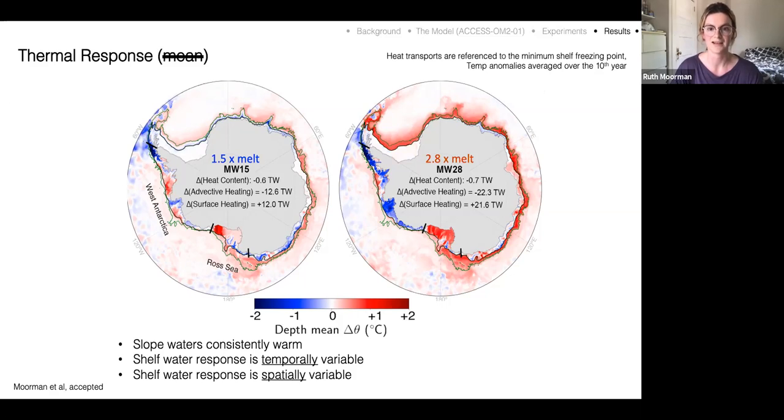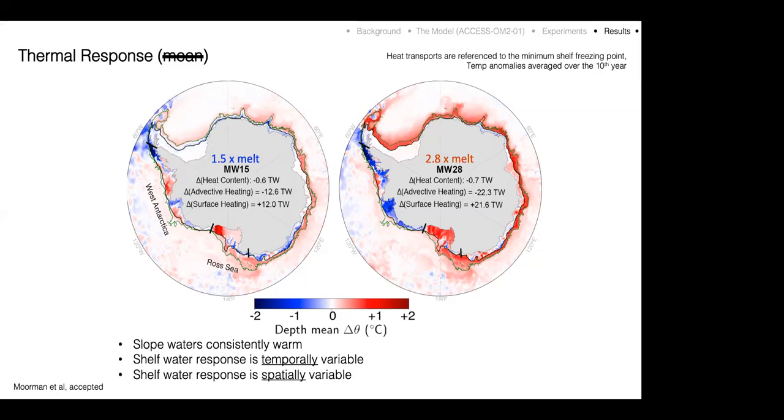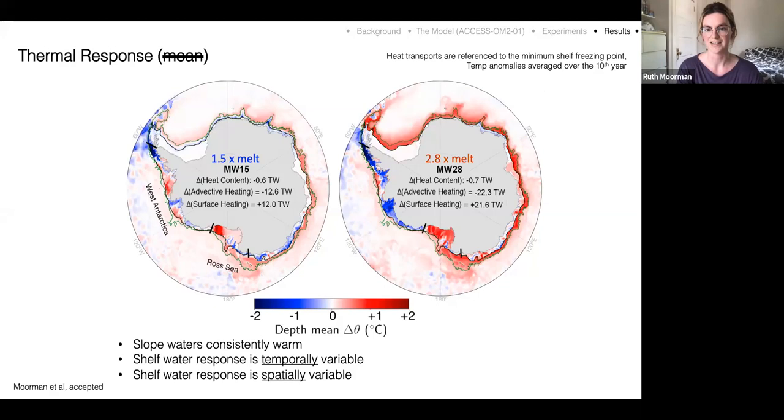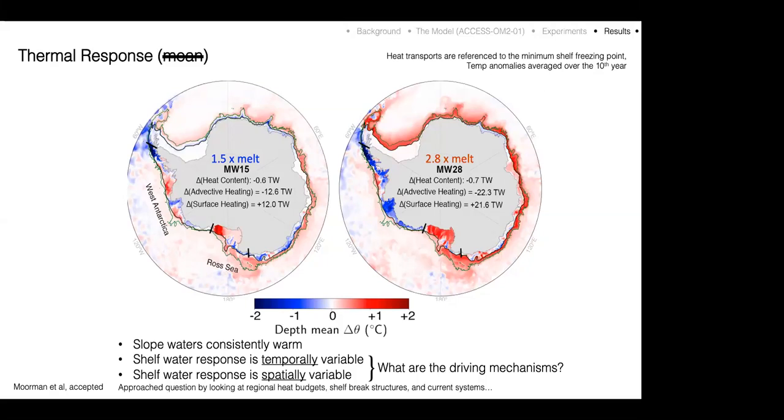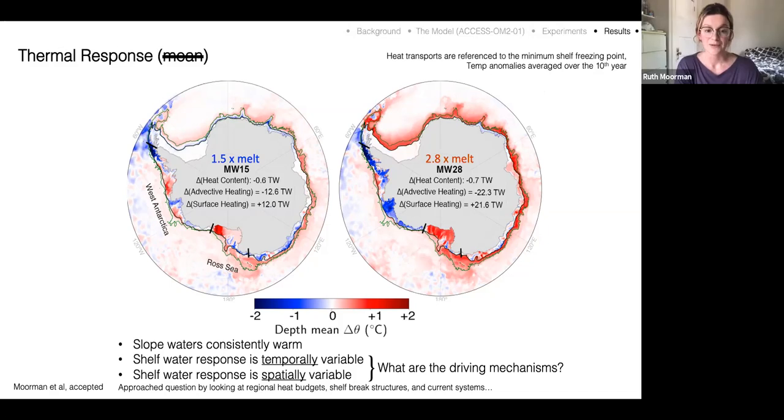But we essentially wanted to dig into this signal and try to understand what mechanisms are controlling this fairly complex view of warming and cooling feedbacks that average out to this fairly small continental shelf average thermal response. So we wanted to understand the driving mechanisms. We approached this by looking at a number of regional heat budgets in regions controlled by different dynamical regimes, so in dense shelf water regimes, in regimes that are more like West Antarctica, and looking at how they responded.